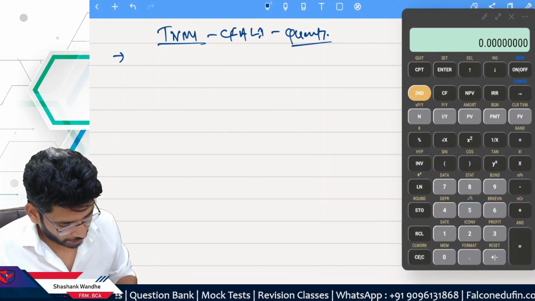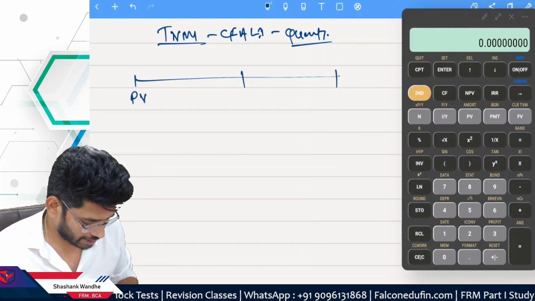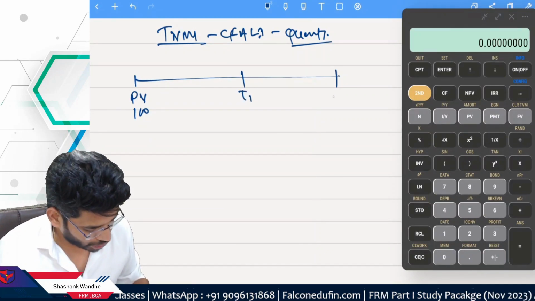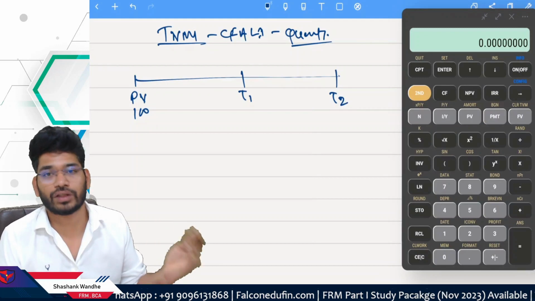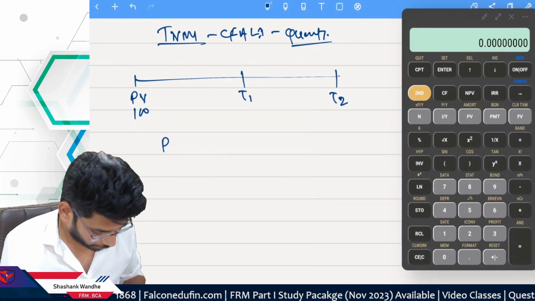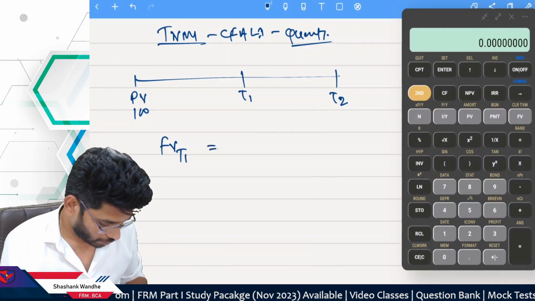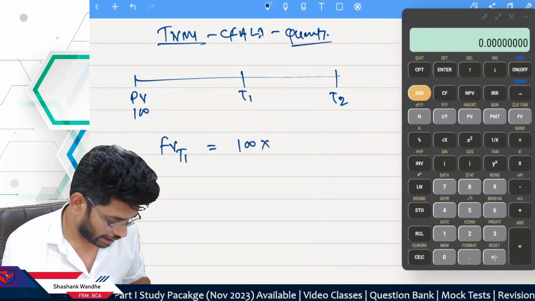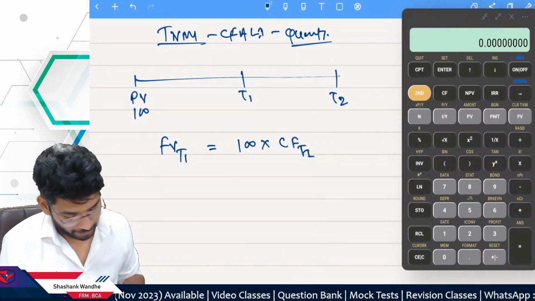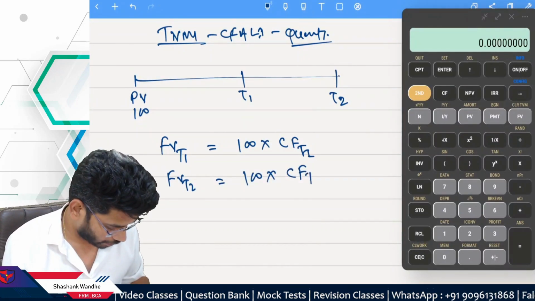So first of all, we have to understand the compounding and discounting factor. Imagine the present value currently, your investment value, is 100, and you want to calculate the future value at time t1 and at time t2. So we want to calculate these two. For the future value at time t1, we need simply 100 multiplied by the compounding factor for time t1, and the future value at time t2 is equal to 100 multiplied by the compounding factor for time t2.